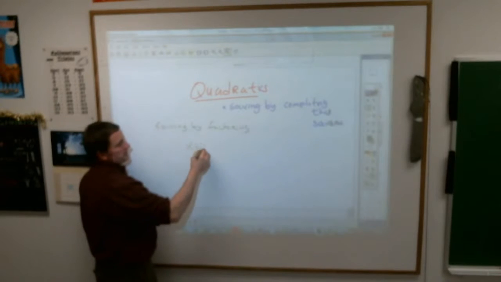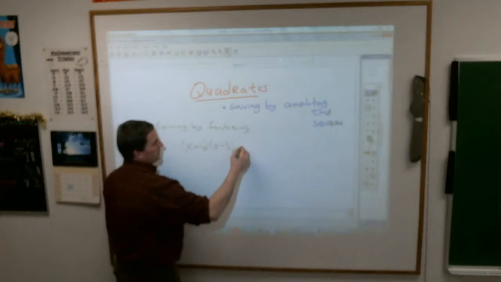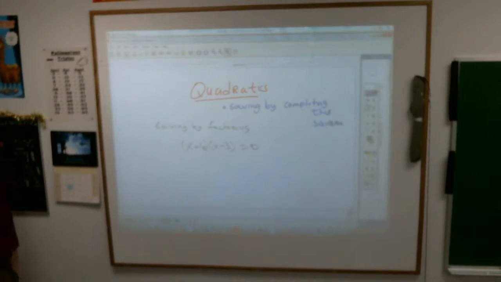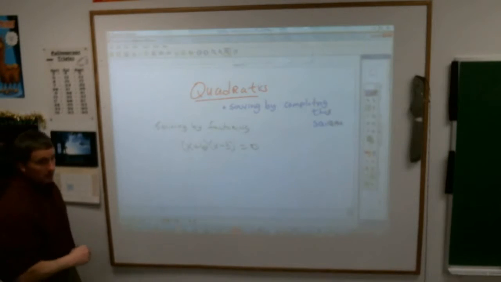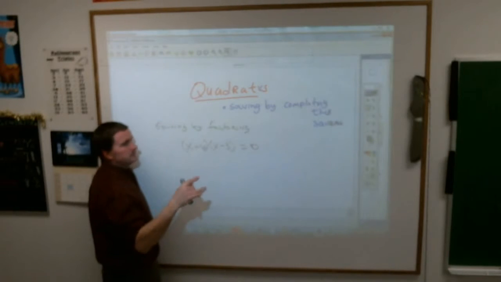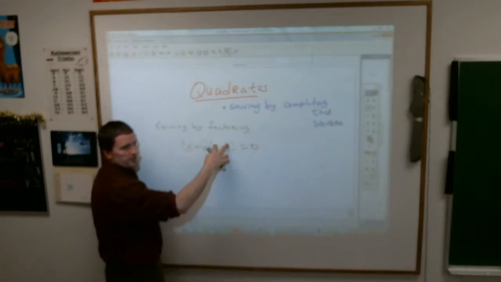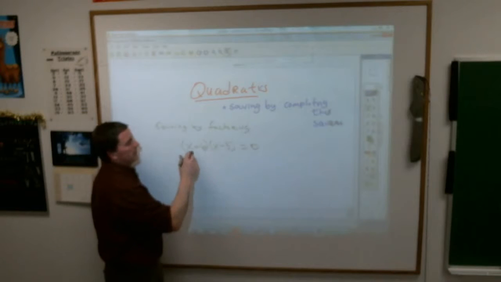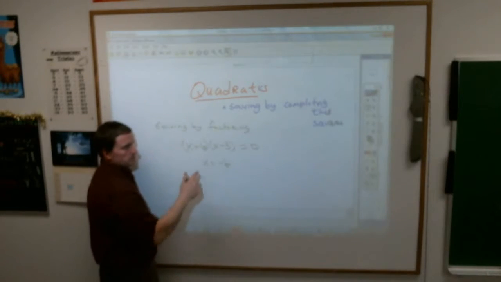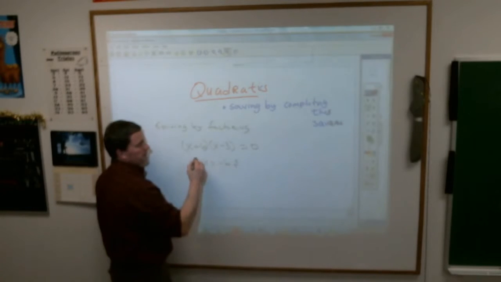If you had x plus 6 times x minus 3, and that all equals 0, how did we solve that? Well, it already is factored. You need to know when this is 0, when this is 0. Remember that? It was like 3 weeks ago. When will this parenthesis be equal to 0? When x is negative 6, because the negative 6 plus the positive 6 is 0. When will this parenthesis be 0? When this is a positive 3. So those are my two answers for that.